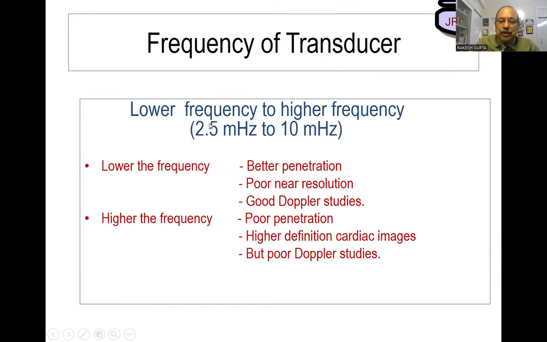Lower frequency means 2.5, higher frequency means 10. A 2.5 frequency transducer has very good penetration, poor near resolution, but good Doppler studies. Hence, they are used for the adult population. This one is used for neonatal populations.